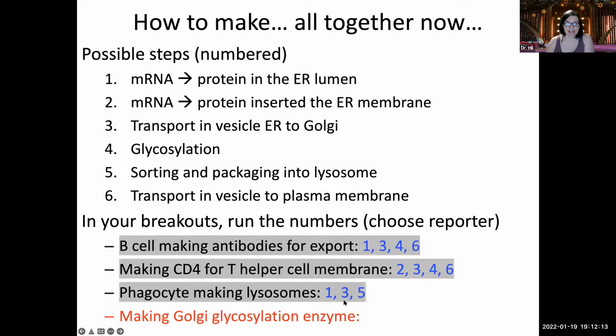Okay, last but not least, and instead of sending you away to breakouts, let's just think about this together. Remember I told you that there are enzymes inside, say the Golgi, that do this glycosylation process. How do you get that enzyme into the Golgi? Which steps do you use?